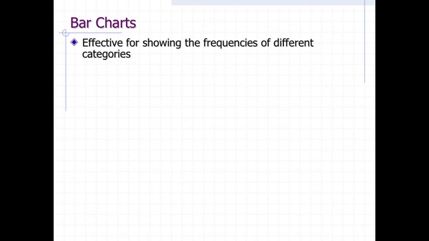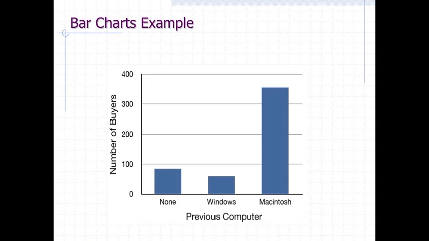In the section on qualitative variables, we saw how bar charts could be used to show the frequencies of different categories. For example, this bar chart shows how many purchases of iMac computers were previous Macintosh users, previous Windows users, and new computer purchasers. Here the bar chart shows the frequency of each category of iMac purchasers. As you can see, just over 350 were previous Macintosh users, about 60 were previous Windows users, and about 75 were new computer users.